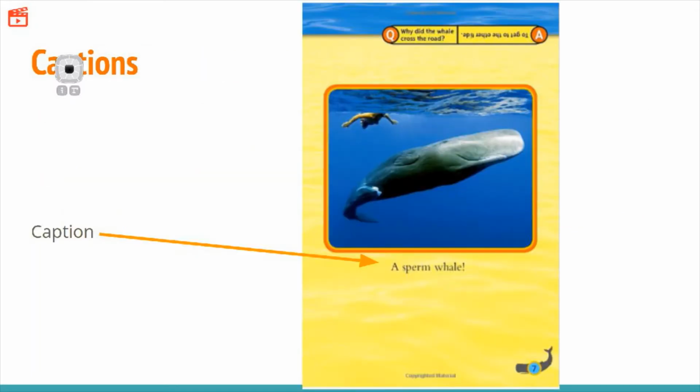You'll remember that captions are descriptions of what it is that you're looking at in a picture or another text feature. So here we have a picture, for example. The caption tells us what it is we're looking at, right?